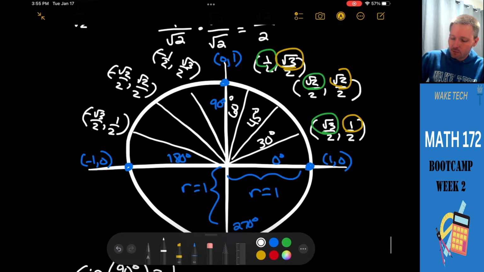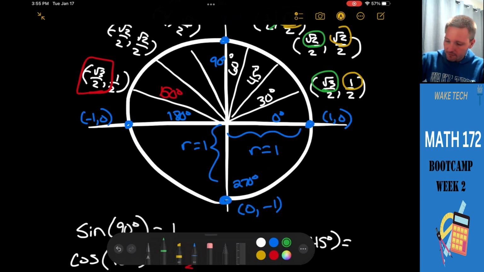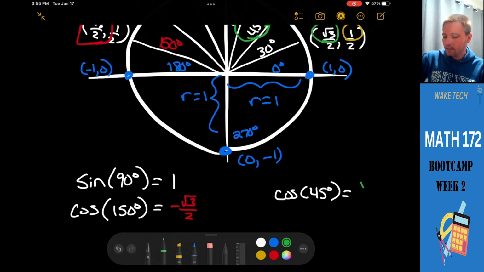For cosine at 150, we'll go over to 150, that's this one. Cosine is the x coordinate, so cosine at 150 is negative square root of 3 over 2. Cosine at 45, we'll go to 45. Cosine is the x, so that's the square root of 2 over 2. Again, I think I've said it this way several times: we're literally just reading numbers off the circle. Find your angle, give the x or y value you need. That's the sine or cosine ratio.